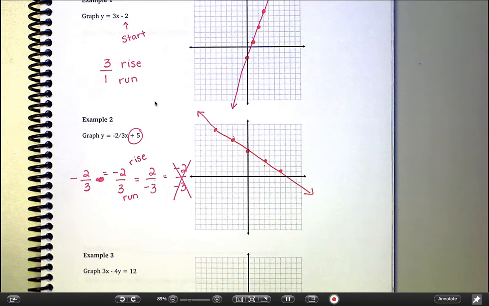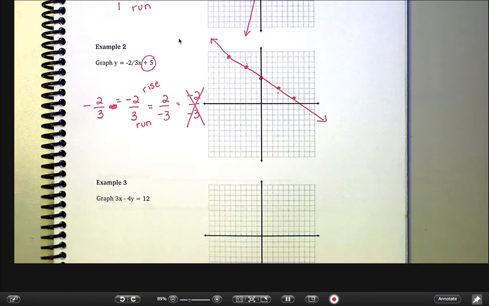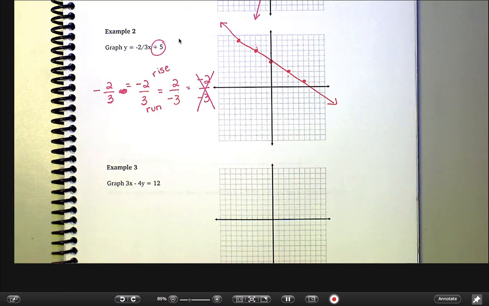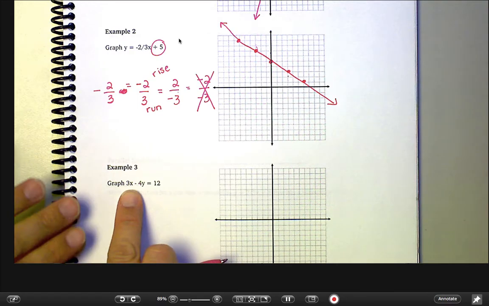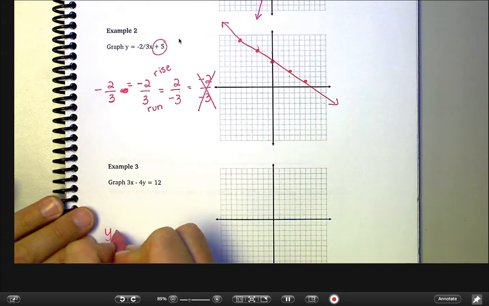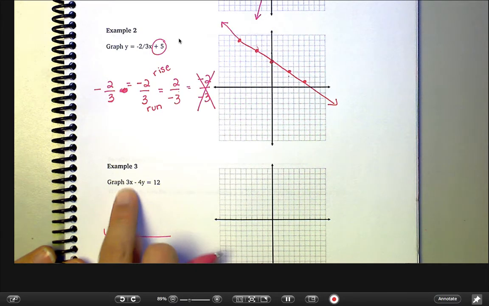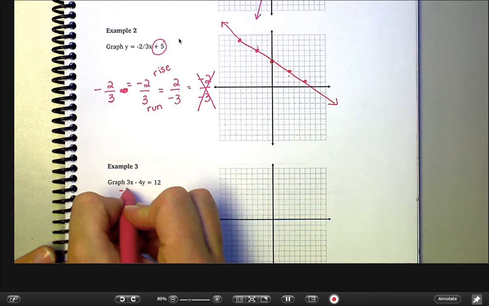Okay. So that third example, there's an issue with this one, okay? The problem with this one is this is not in slope-intercept form. To be in slope-intercept form, we would want to get the y by itself. We want to get it to look like this, y equals something. So we need to move this equation around and solve for y. The first thing I would want to move then is the 3x. So let's subtract 3x from each side.